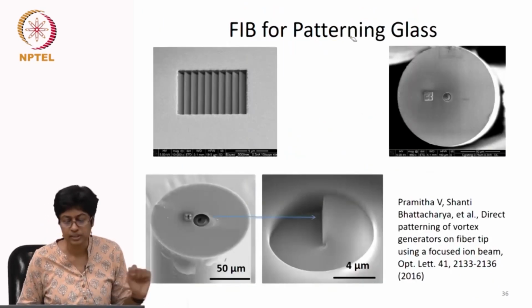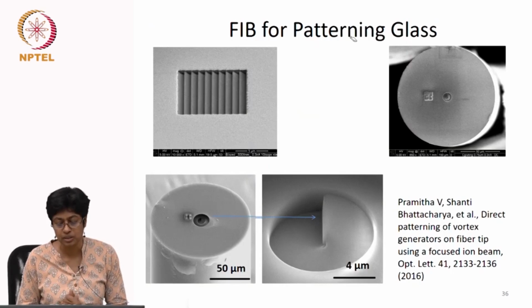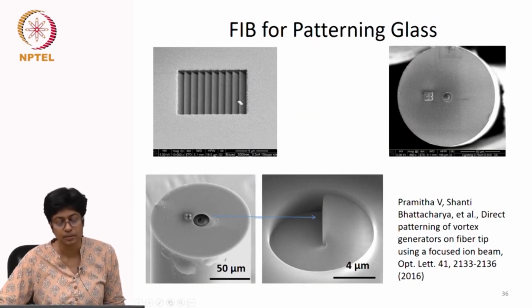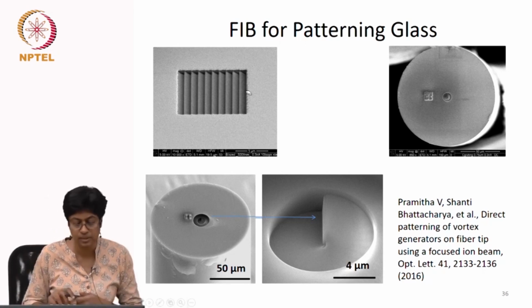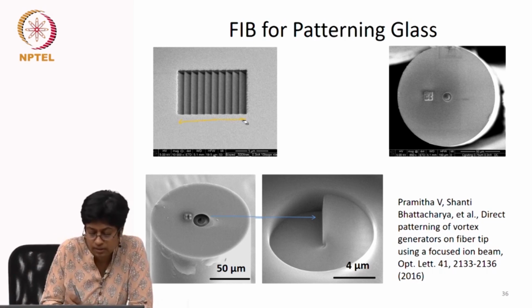And I will end with just some pictures showing you some structures that we have fabricated here. So this is a blazed grating. You can see this scale represents 5 microns. So this is about 10 microns. So that's the size, right?